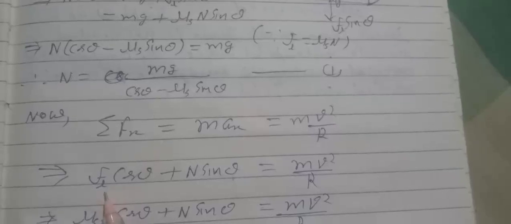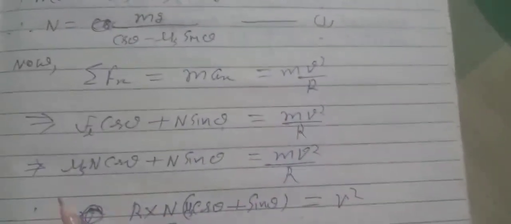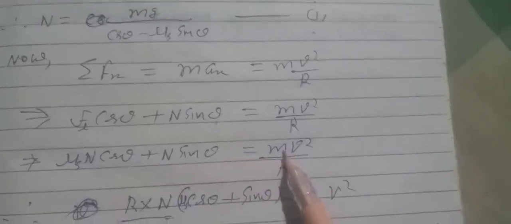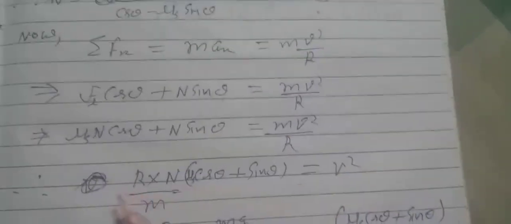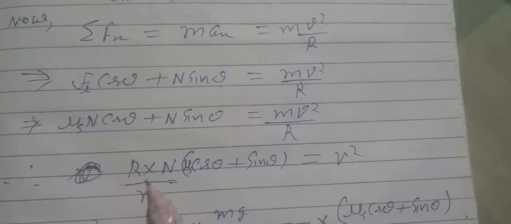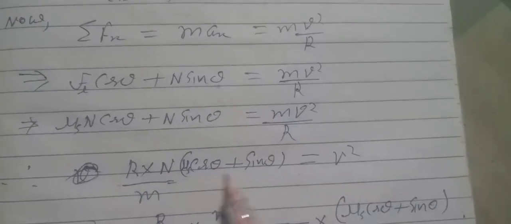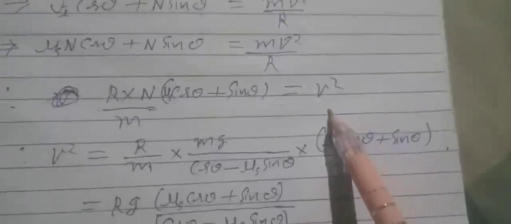Now for the central direction, we can write sigma F_x equals m into a_x equals m into v square by r. In the central direction, the component of the frictional force is F_L cos theta and the component of the normal reaction is N sin theta. So F_L cos theta plus N sin theta equals mv square by r. Mu_s into N cos theta plus N sin theta equals mv square by r. Or N by m into (mu_s cos theta plus sin theta) equals v square by r.